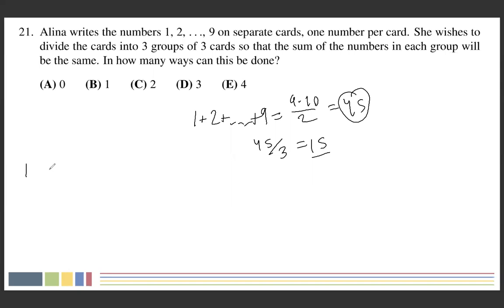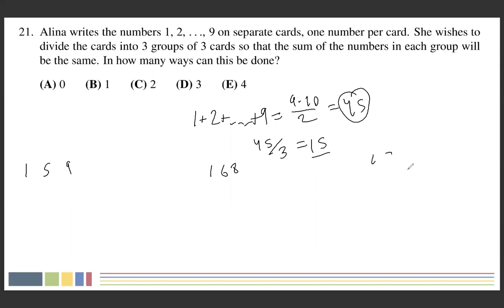So now the question is, how many ways can we make the group with 1, right? Well, let's think. We could choose 1, 5, and 9. We could choose potentially 1, 6, and 8, or we can't choose 1, 7, and 10. My bad.